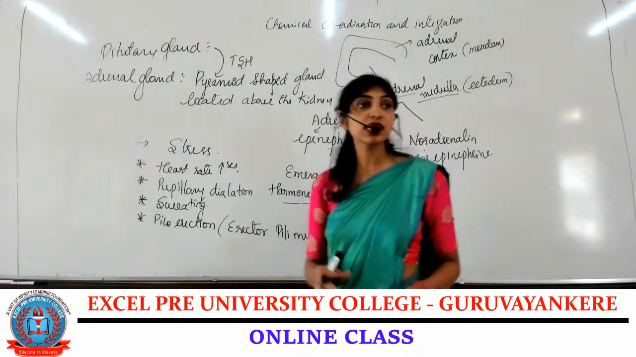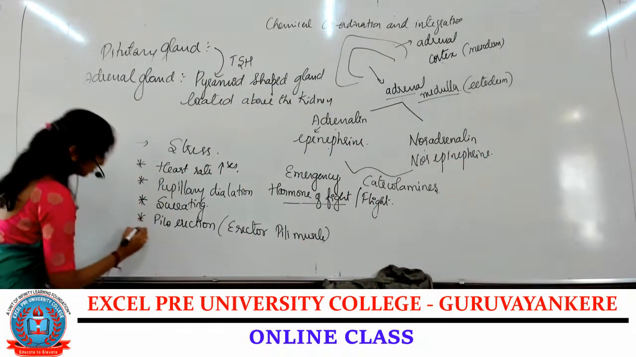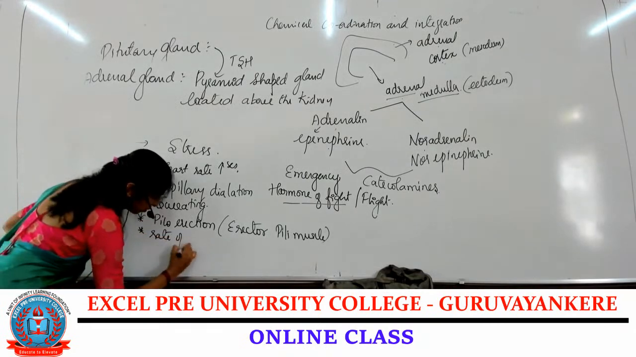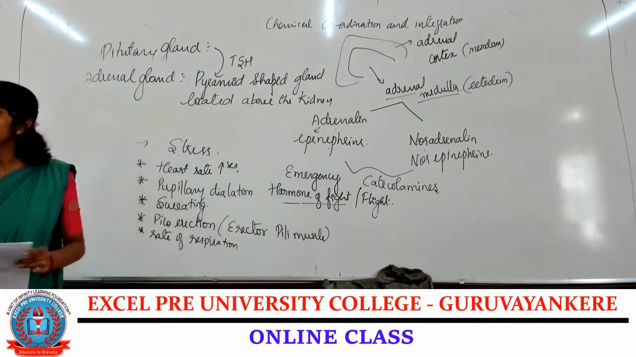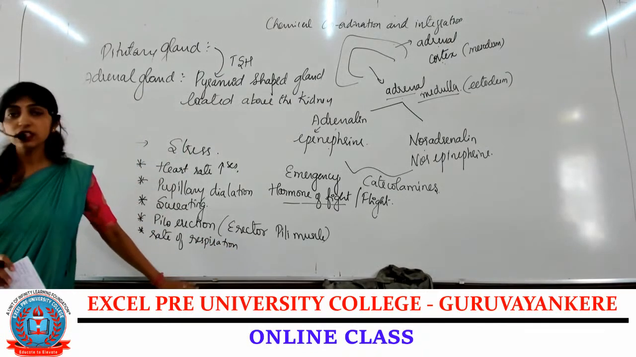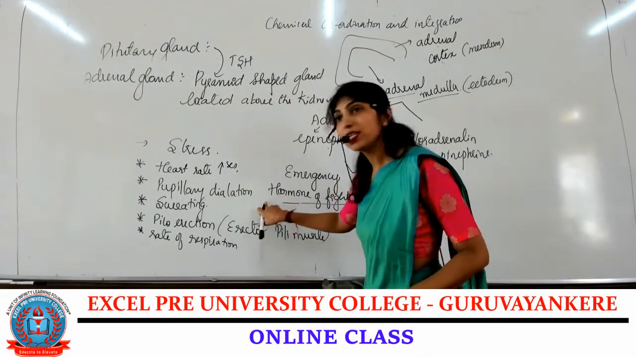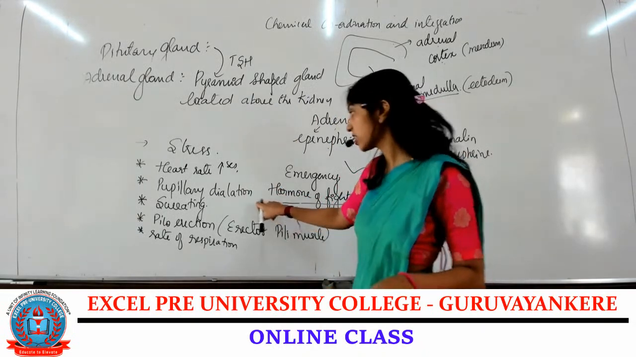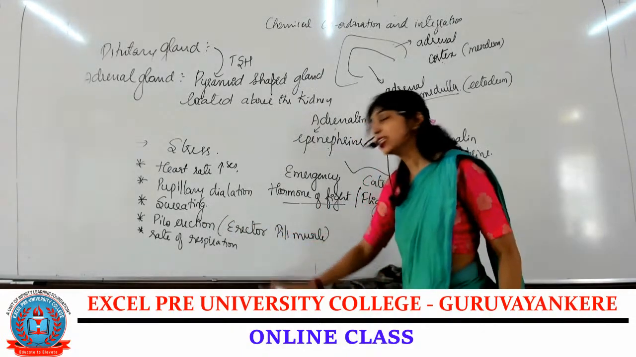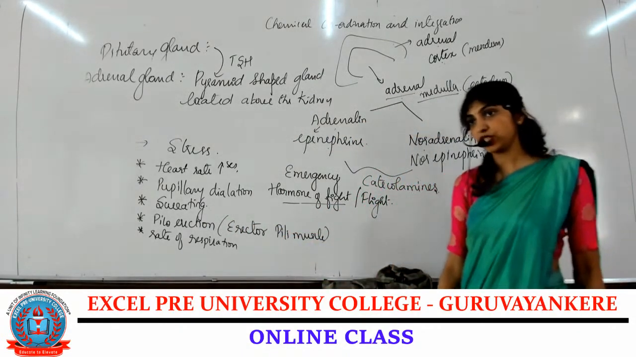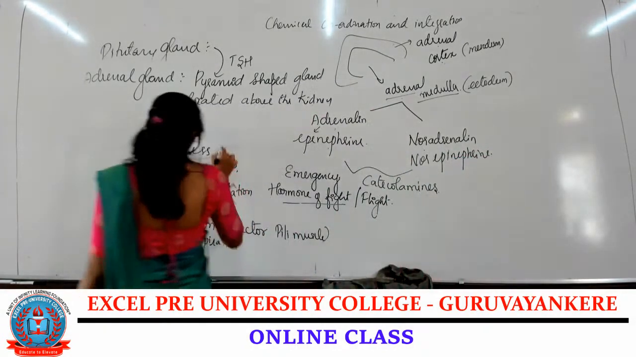And it also increases the rate of respiration, that is breathing. Is this clear? If a question comes on this, it is very easy to write. They will ask what all happens at the time of stress. Yes, that leads to increase in the heart rate, pupillary dilation, sweating, piloerection, that is giving goosebumps, and increase in the rate of respiration. Is that clear? This takes place when the person is under stress.